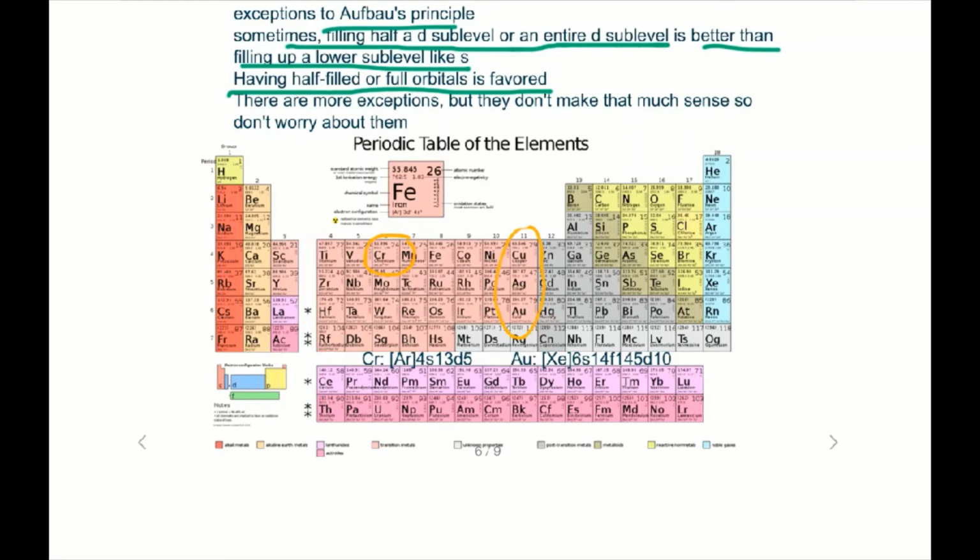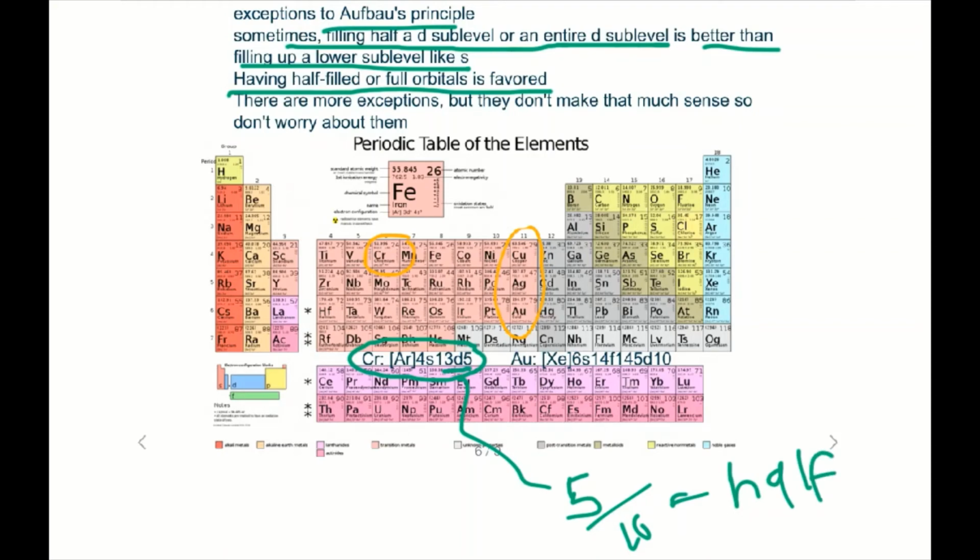So let's take a look at chromium. Notice how chromium has an electron configuration of 4s1 3d5. Notice how the 3d sublevel is half filled because 5/10 is half filled. And notice how the 4s sublevel is not completely filled. So it took an electron from the 4s sublevel because it's supposed to be 4s2 according to Aufbau's Principle, which states that you have to go from lowest to highest and fill everything. But in this case, we moved one electron from the 4s sublevel to the 3d sublevel, and we end up getting 4s1 3d5.